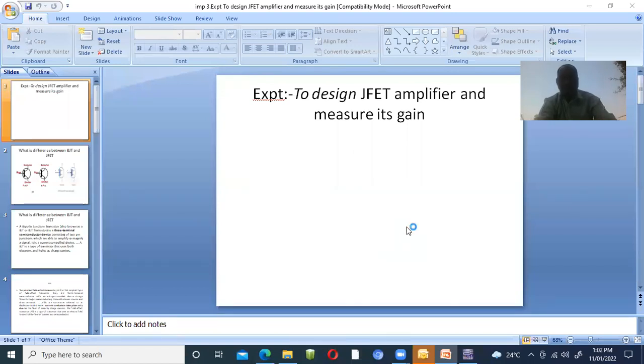Good afternoon, everybody. We have to see one of the important practicals of this session, that is, design a JFET amplifier and measure its gain performance.